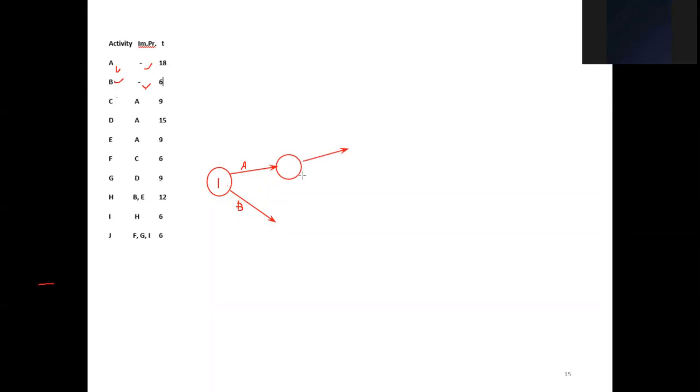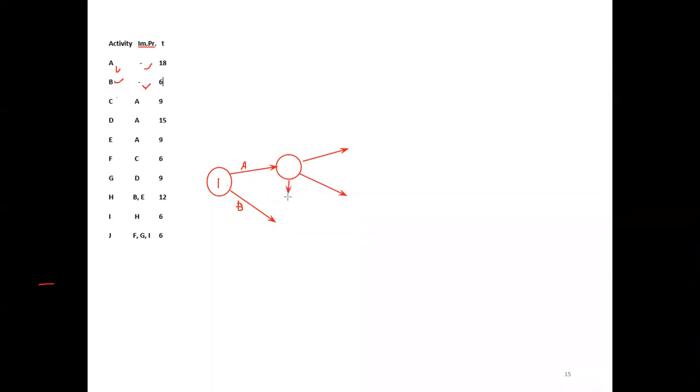Then the D activity here. Then the E activity here. Are you clear? Now the A activity finishes, then C starts, D starts, and E starts. Let me name them. Here the C activity starts, then D starts here, then E starts here.